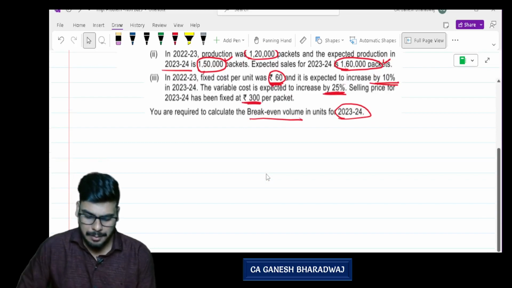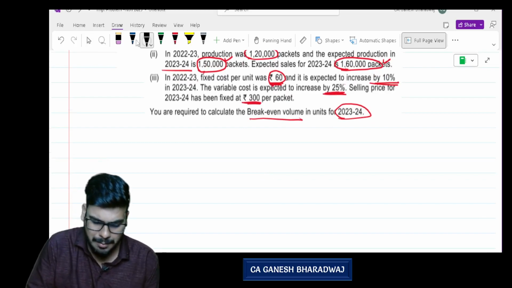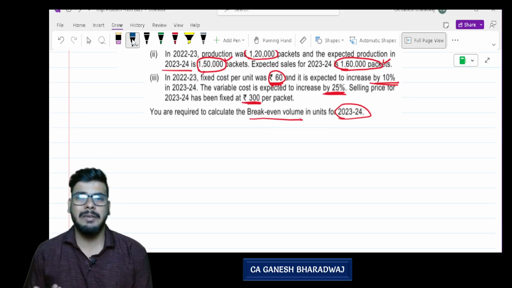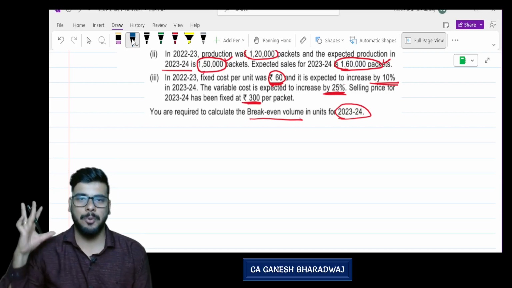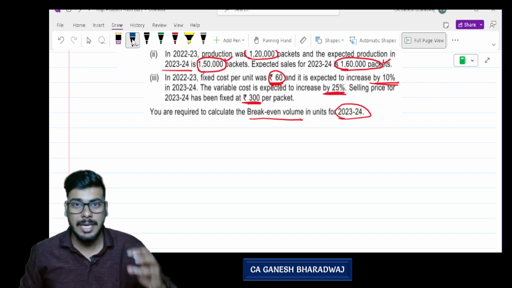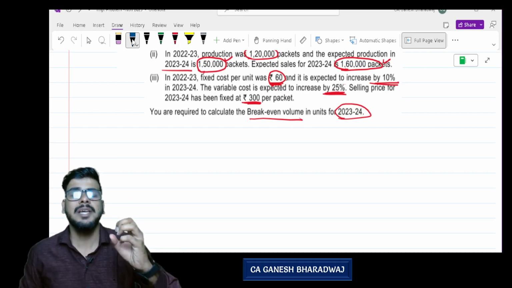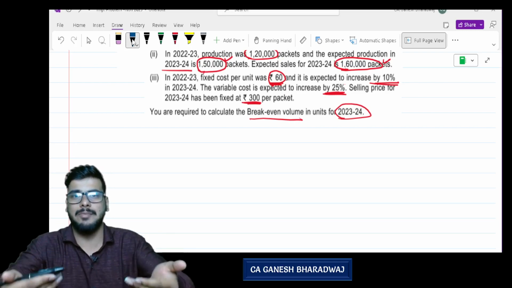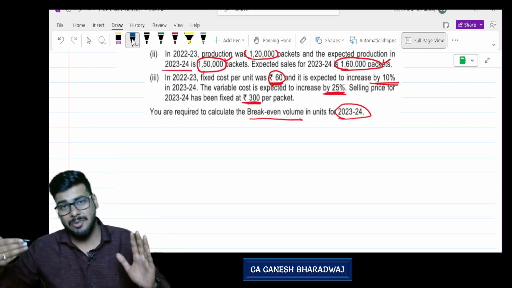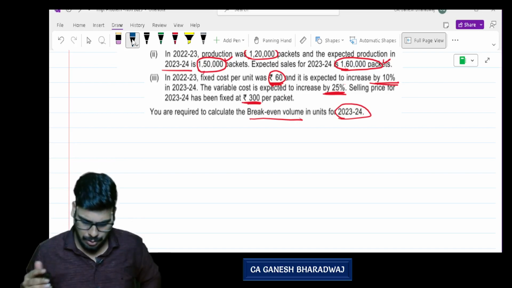Now, what is the break-even point formula? What do you mean by break-even point? We've seen this. Break-even point is a point of sale where my total profit is zero, or in other words, it is a point of sale where my contribution is just sufficient to recover my fixed cost and I am not left with any profit, or any loss also. Are you clear with this?